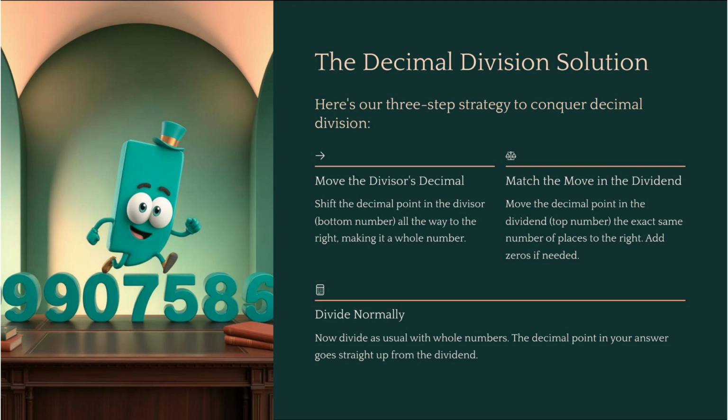Step 2. You must perform the exact same move in the dividend. If you have to add zeros to the dividend to match the moves, do it. Once the divisor is a whole number, you perform the division normally. The decimal point in the quotient goes straight up from its new position in the dividend.